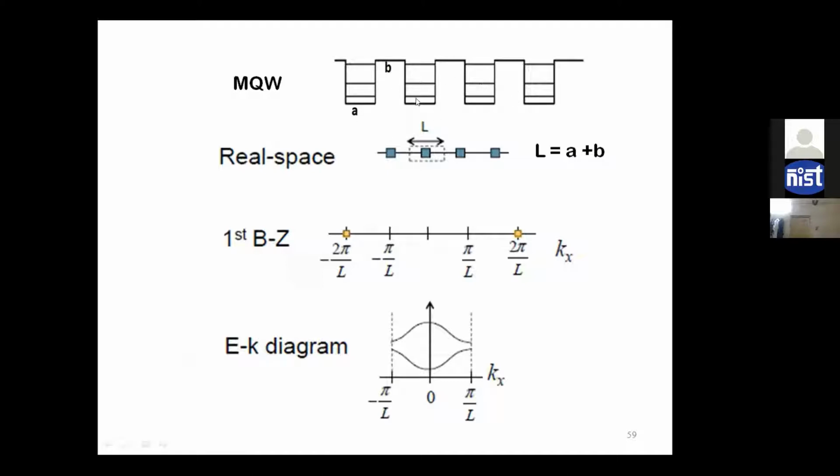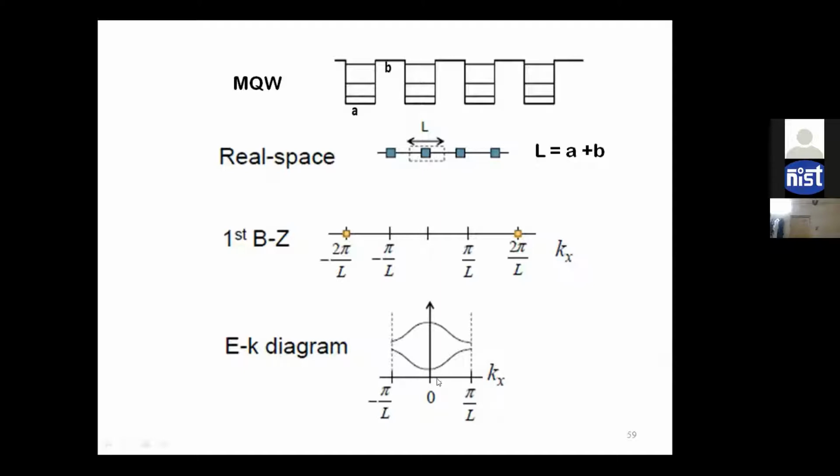If you solve it, let the well have width A and the barrier have width B. Then in real space, the total length of a single period is A plus B. If we solve this using the KP model, the Kronig-Penney model, you get the idea about the first Brillouin zone, which extends along one direction, the X direction, from minus pi by L to pi by L. If this is the first Brillouin zone, in this way you get many zones, and the E-K diagram will look like this. This gives the idea of energy versus wave vector.